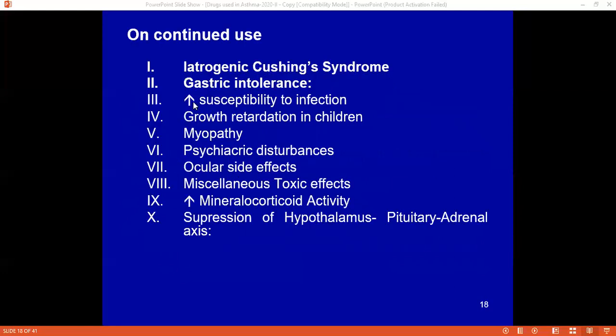And when we use the drugs continually for more than 2 weeks, we have many other adverse effects, like iatrogenic Cushing syndrome because of excess glucocorticoids, and gastric intolerance. It can increase the susceptibility to infections, and growth retardation in children and myopathy may occur. Psychiatric disturbances are there. Ocular side effects like cataract and glaucoma may be there. Among miscellaneous toxic effects, increased mineralocorticoid activity may be there. Suppression of the hypothalamus-pituitary-adrenal axis can occur. Normally we taper the doses at the end after 7 to 10 days, but on continuous use this can occur, and this can create a crisis for the patient.